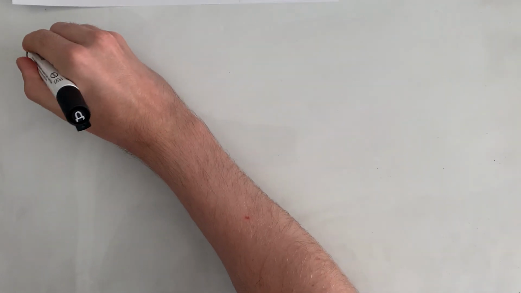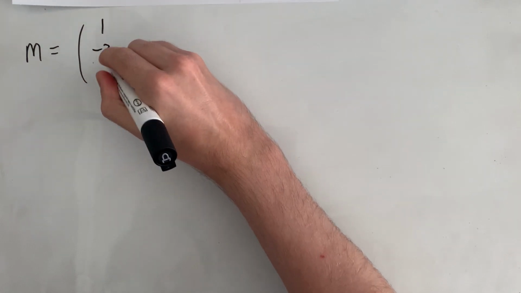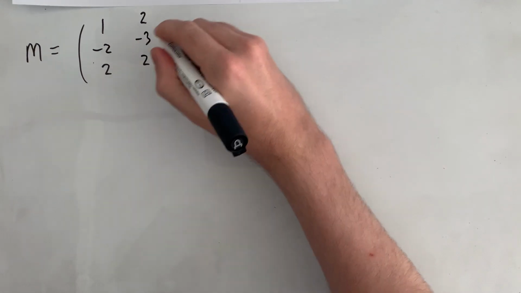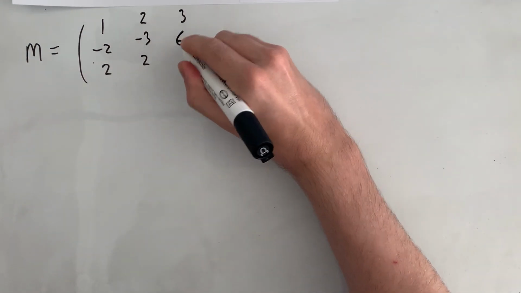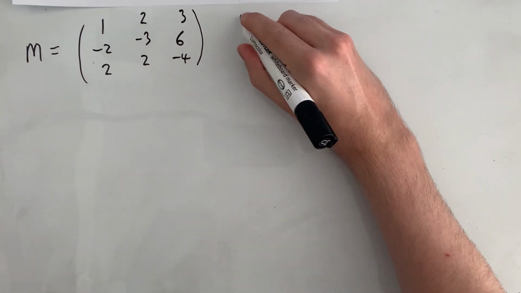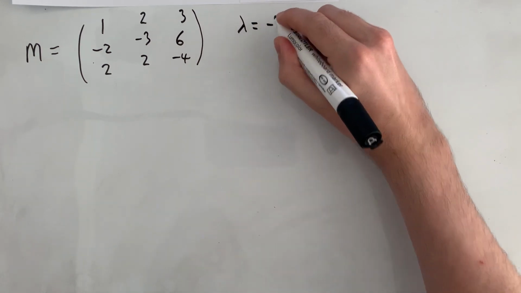So today we're going to be taking a look at a question from a Further Pure 2 paper from MEI in 2006. The question in particular is question 3, part 3, where we are given that the matrix M is 1, minus 2, 2, 2, minus 3, 2, 3, 6, minus 4. And we are also provided with the fact that one of our eigenvalues for this matrix, we'll call it lambda, is minus 1.